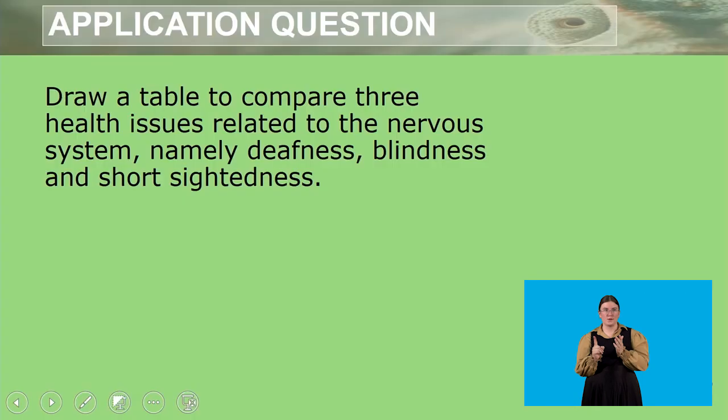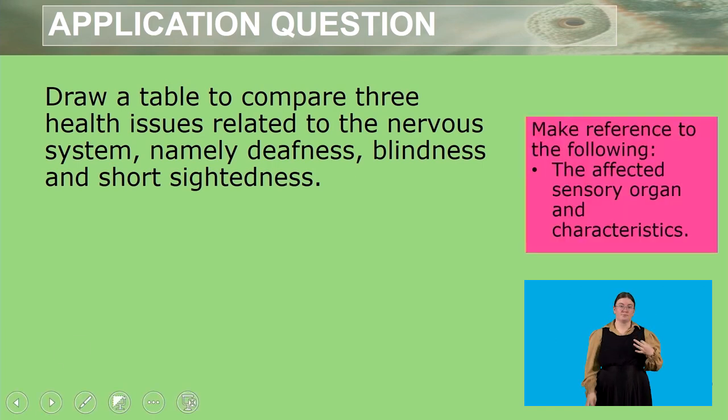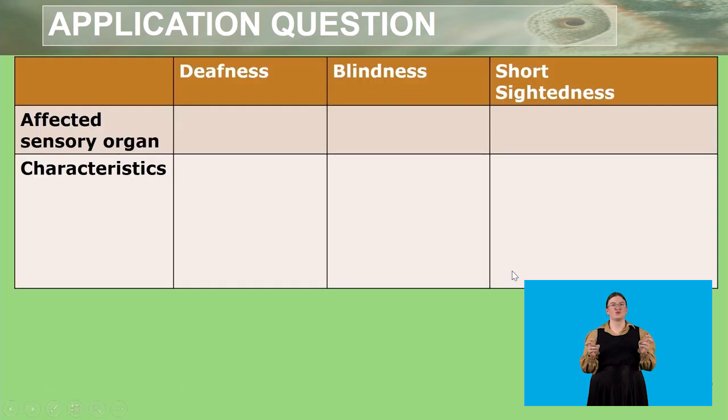So our first application question requires us to draw a table to compare 3 health issues that are related to the nervous system, namely deafness, blindness, and short-sightedness. In our table, we must make reference to the following: the affected sensory organ and the characteristics of the health issue. So you will have your table there with the 3 health issues.